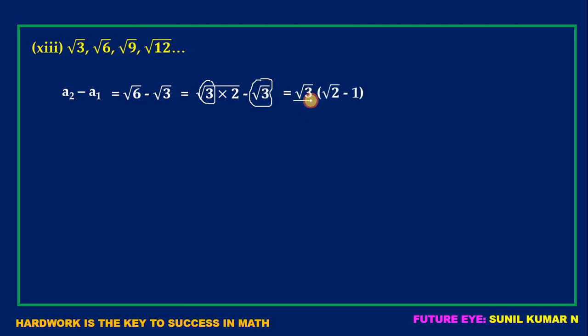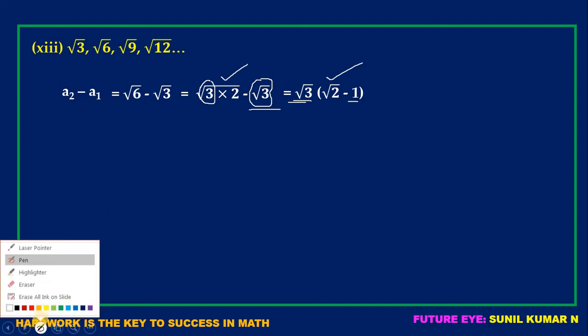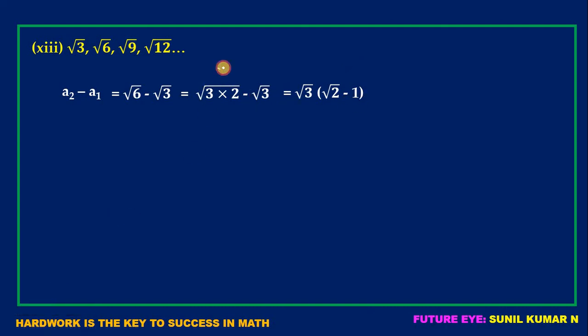If you take root 3 as a common factor, in the first term only root 2 is present, and in the second term nothing is left out, hence 1 will be there. And practice this well, children. Next, let us see A3 minus A2. Substitute the values: root 9 minus root 6.